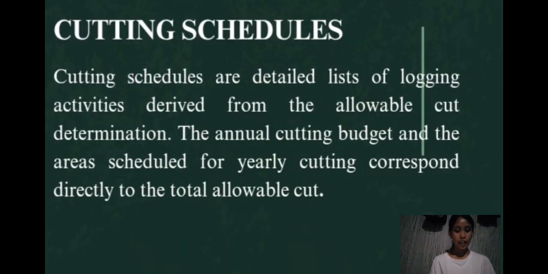And we have the cutting schedule. Cutting schedules are detailed lists of logging activities derived from the allowable cut determination. The annual cutting budget and the area scheduled for yearly cutting correspond directly to the total allowable cut. So, ang cutting schedule ay para siyang detailed plans na nagsasabi kung kailan gagawin ang pagputol ng mga kahoy. And they are created based on something called allowable cut, which is ito yung dami ng kahoy na pwede mong i-harvest mula sa forest without causing damage to the environment.